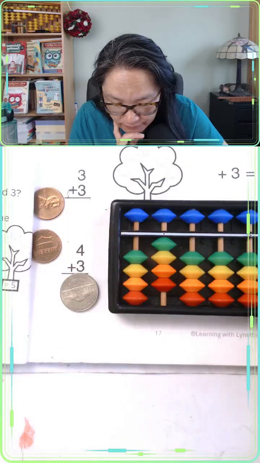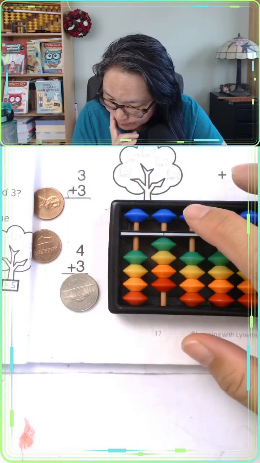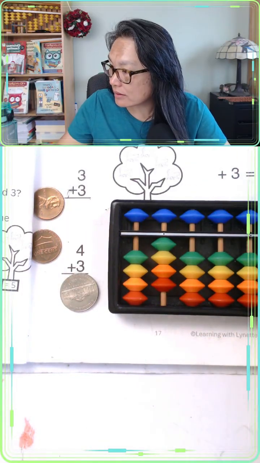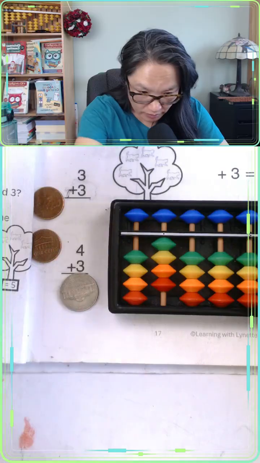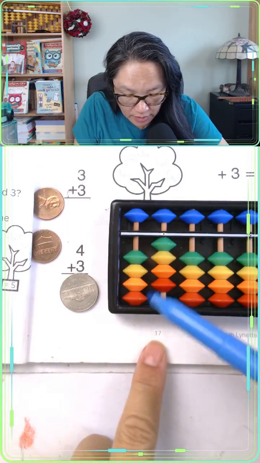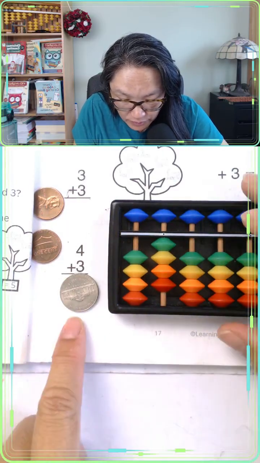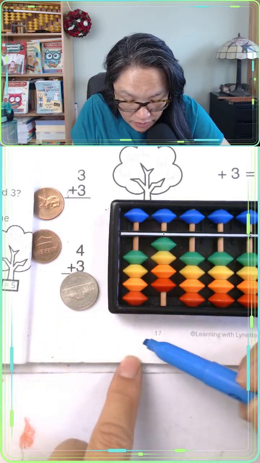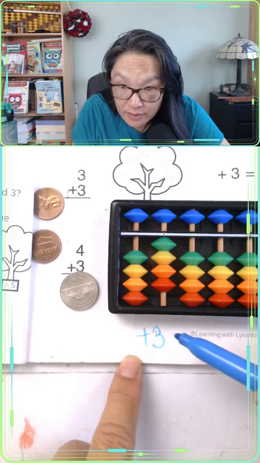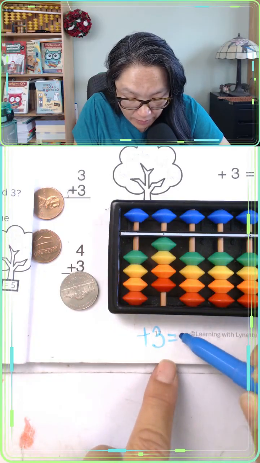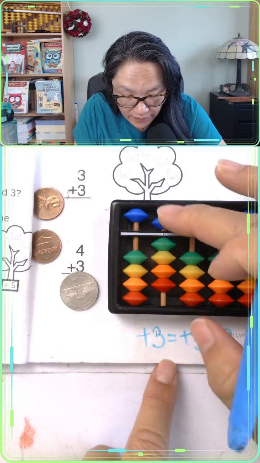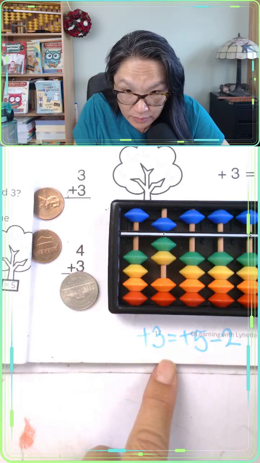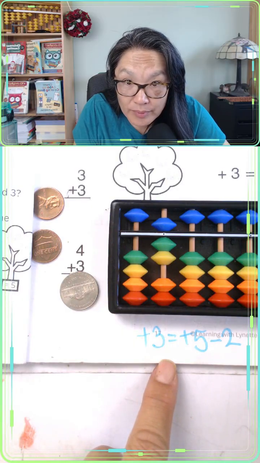5, 6, 7. I can do it again on my abacus. Here it is. I have 4. I need to add the 3. To plus the 3, I need to plus the 5 minus the 2. Plus the 5, take away the 2. I hope that made sense.